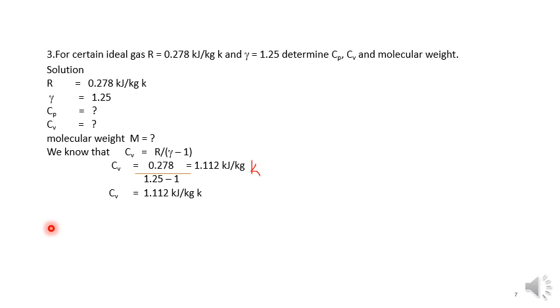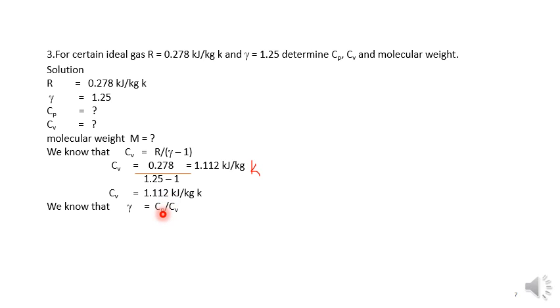Next, the Cp value. We can find the Cp value in two ways also. If you directly substitute, Cp is equal to R gamma by gamma minus 1, or Cp minus Cv is equal to R, or Cp by Cv is equal to gamma. So by using these three relations, we can find the Cp value. Now I am using only the specific heat ratio value. Gamma is equal to Cp by Cv. They gave the gamma value 1.25. By using the formula R by gamma minus 1, we got the 1.112.